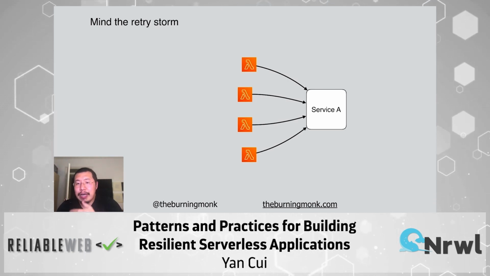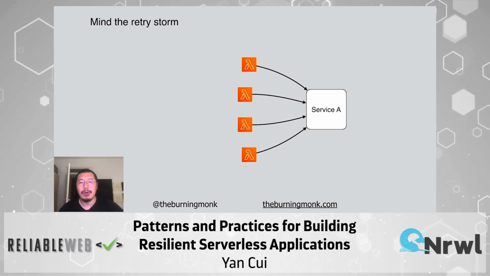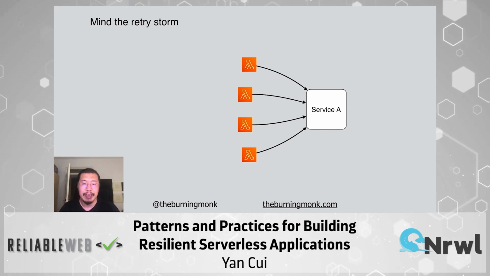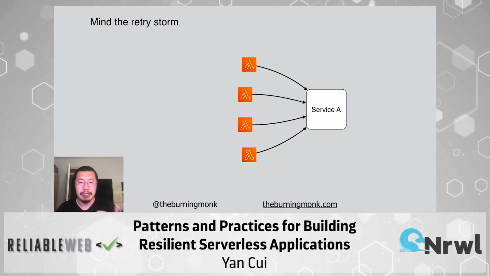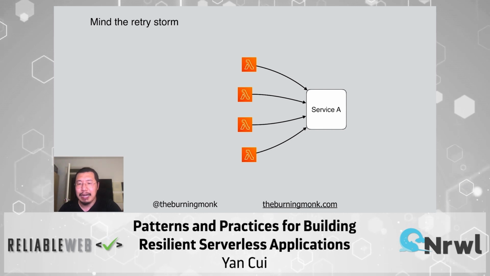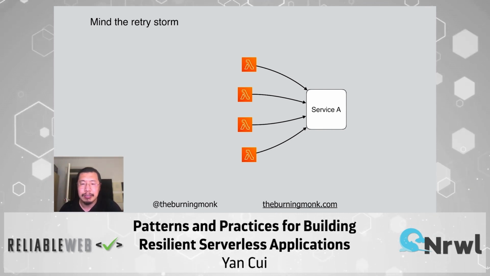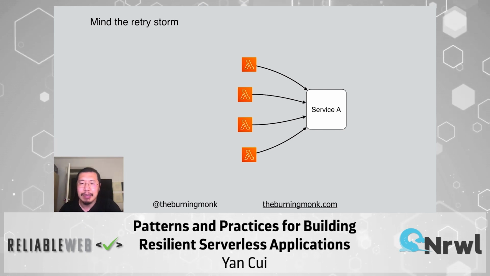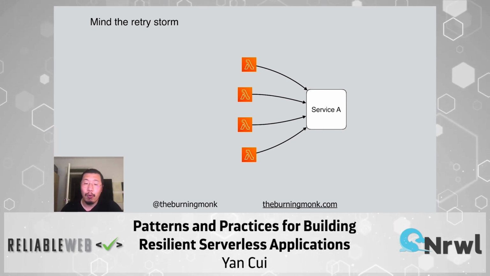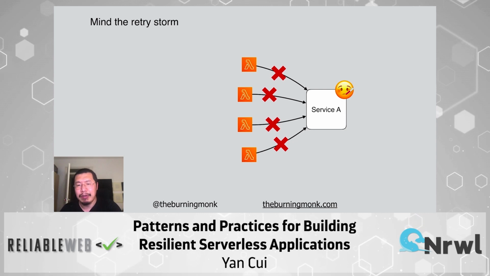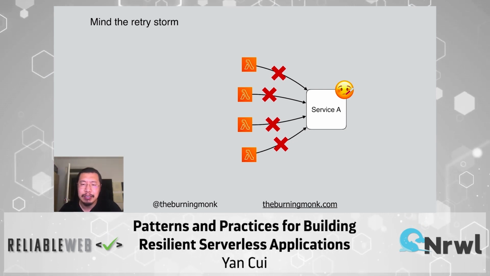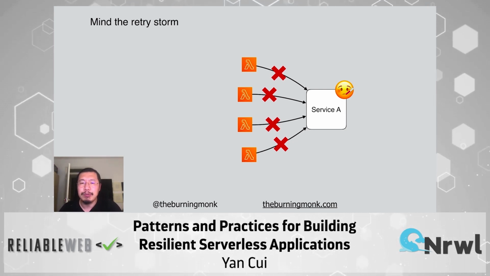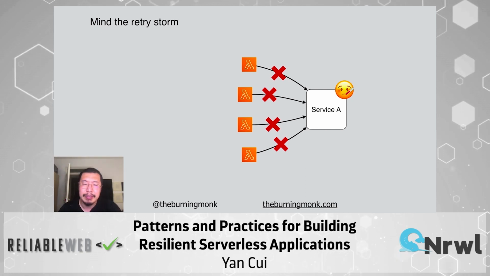And moving on to another common problem in microservices, where sometimes doing the right thing can actually have the opposite effect. So imagine we have Lambda functions that need to call this service A, and at any moment in time we have a number of concurrent executions. They're all calling the same service. Now imagine that this service is having some kind of problem. Some of those requests are going to fail or maybe time out.